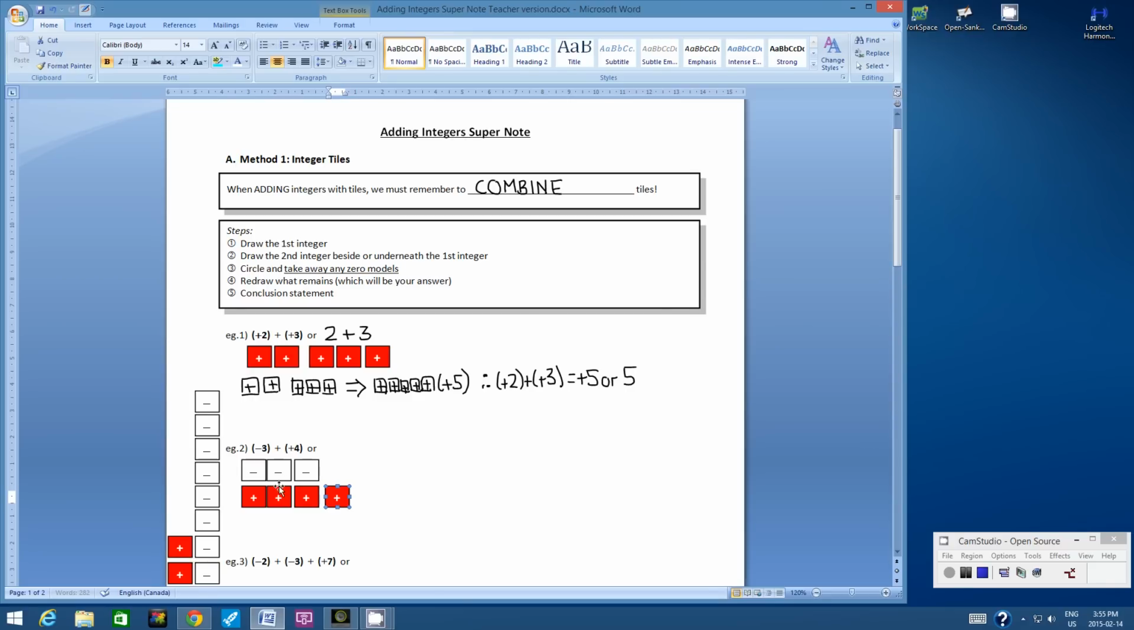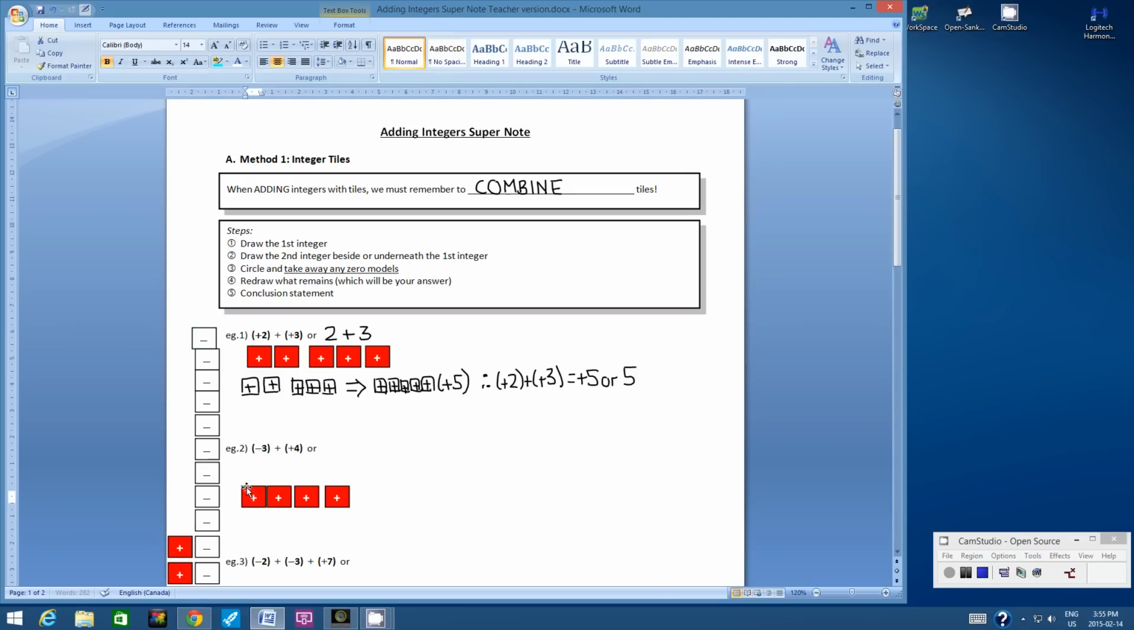So next, we identify any zero models. In this case, there are 3 zero models, and then we're going to take them away. So what I'd like you to do is simply grab the 3 zero models, the 3 negative tiles, and take them off of your tile model.